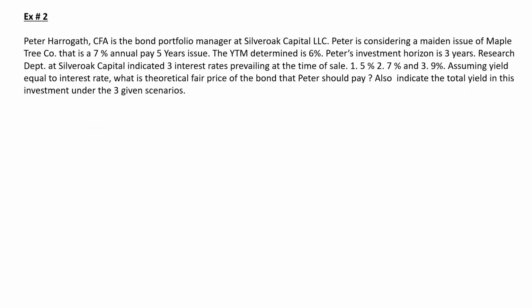Let's take one more example. Peter Harrogath is the bond portfolio manager at Silver Oak Capital LLC. Peter is considering a maiden issue of Maple Tree Company that is a 7% annual pay 5 years issue. The yield to maturity determined is 6%. Peter's investment horizon is 3 years. Research department at Silver Oak Capital indicated 3 interest rates prevailing at the time of sale. One is at 5%.